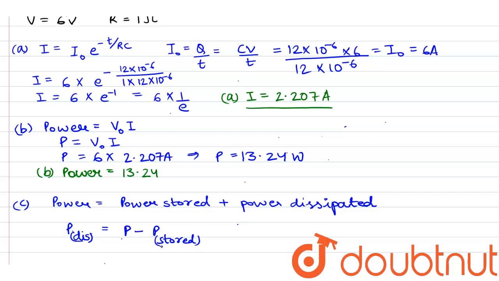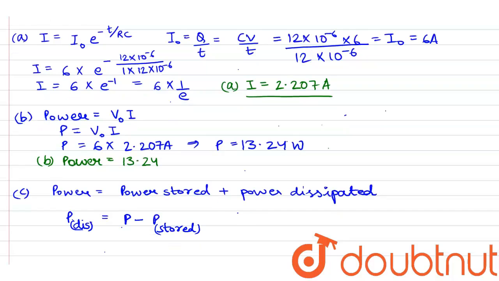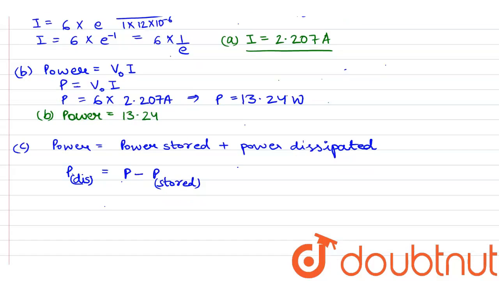So to find the dissipated power, we need to find the stored power, which can be taken out from the energy that is stored. For that we have a formula. Energy stored is denoted by E, and it can be taken out with the simple formula, which is C into V square. So we'll put in the values here. C has the value of 12 into 10 raised to power minus 6 into V square. For V square, we know that V equals V naught e raised to power minus T upon RC.